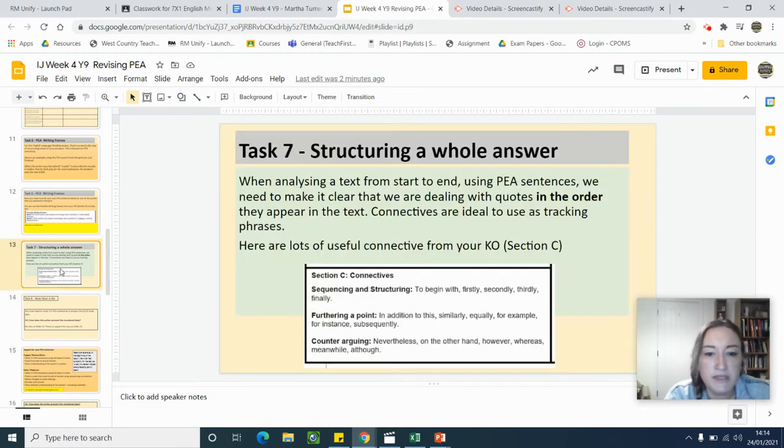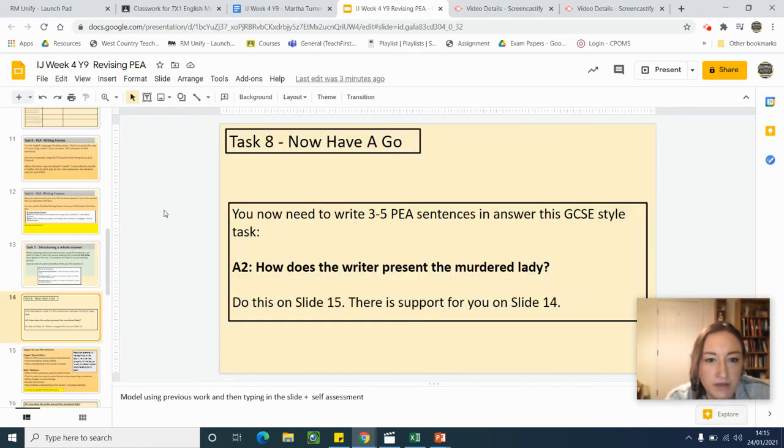Okay, we also on slide 13 have a reminder that structuring a whole answer involves using tracking phrases. This is the same as the work we did for Frankenstein, the same as any answer we asked you to do. We asked you to say at the start, in the middle, at the end. And in language, we asked you to include 5, 6, 7 quotes instead of just having the key ideas across the text. So you are going to have a go at this, okay?